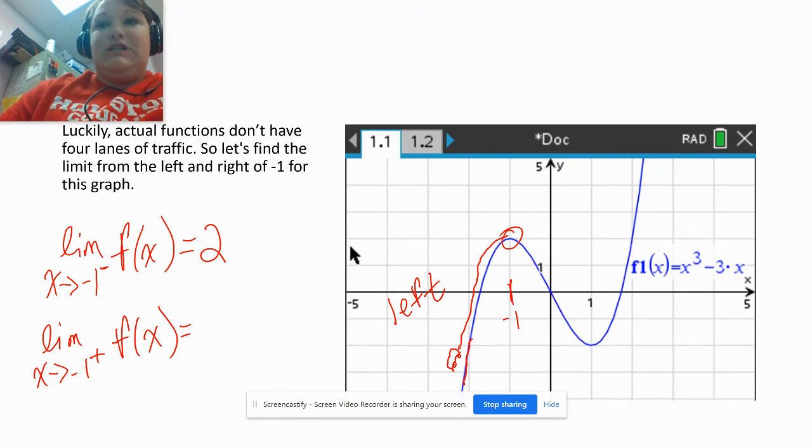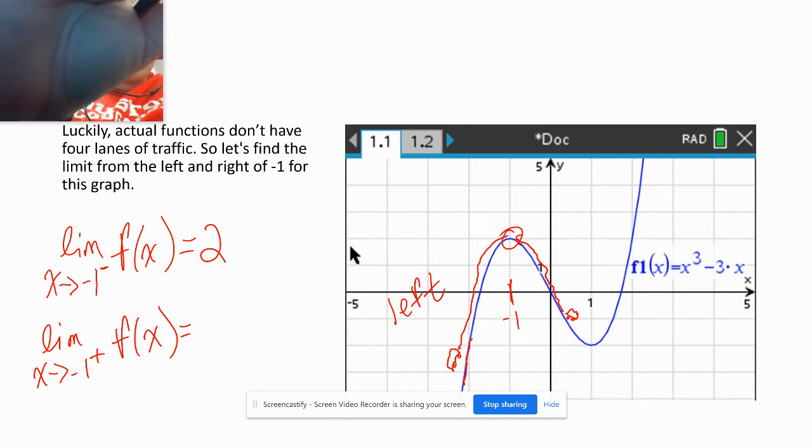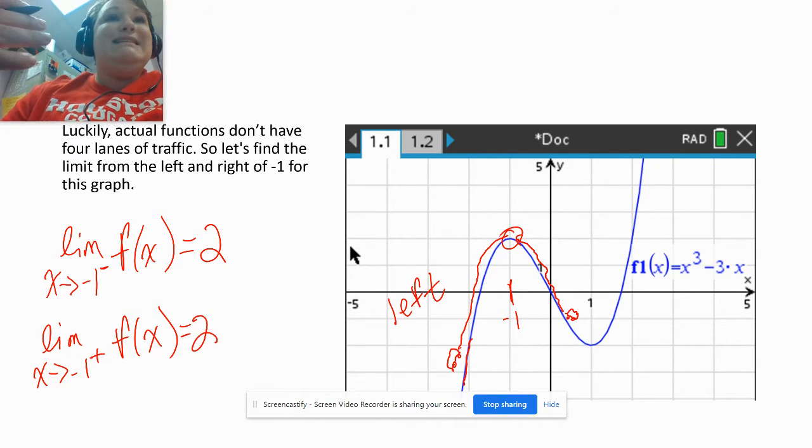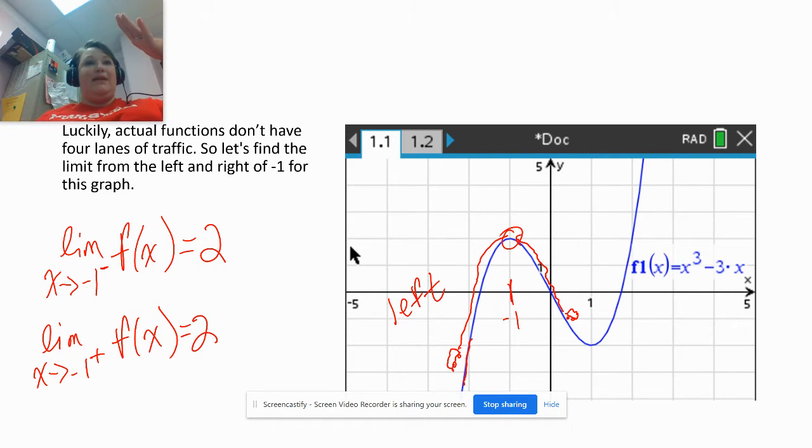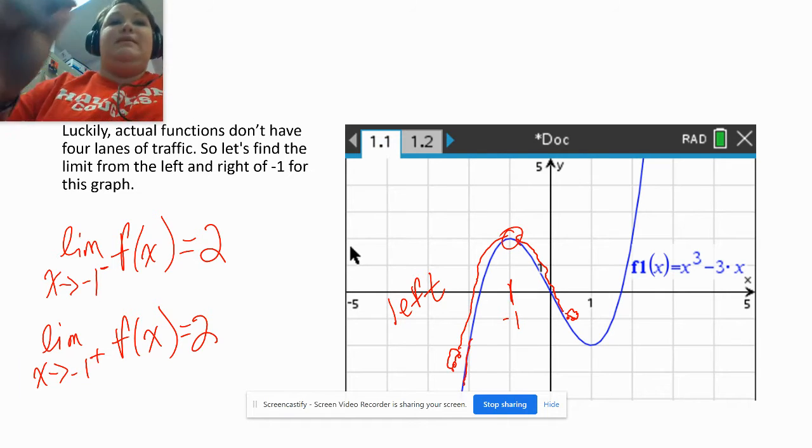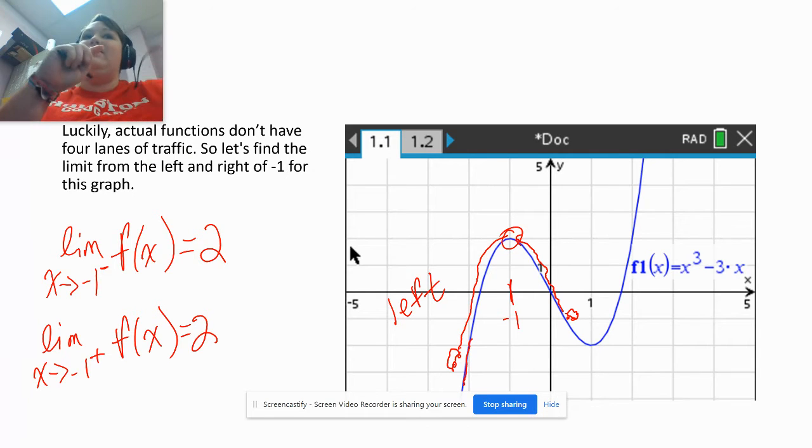So let's say that my little sister drives this little dually bopper here. My sister is coming at -1 from the right. So she's driving, and she's driving. Hey, look at that. She's headed to 2 also. So in this case, we say that this limit is 2, because when I come from the left and my sister comes from the right, we get to the same place. Or we approach the same place. Remember, we don't have to get there, but we're approaching the same place.